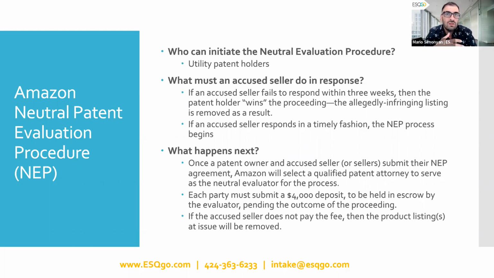And then once a seller is accused of allegedly infringing on a patent, they really have a couple of options. Number one, they could try to reach some sort of settlement with a patent holder. Two, they can decide to join the neutral evaluation procedure, or three, they could just not respond at all, okay? And when Amazon sends you that notice, they give you 3 weeks to decide whether to join or not. So during those 3 weeks, you could talk to an attorney and see if it makes sense for the attorney to reach out to the patent holder.